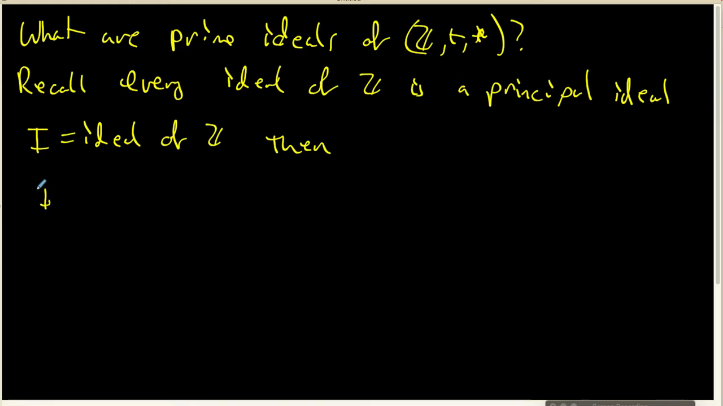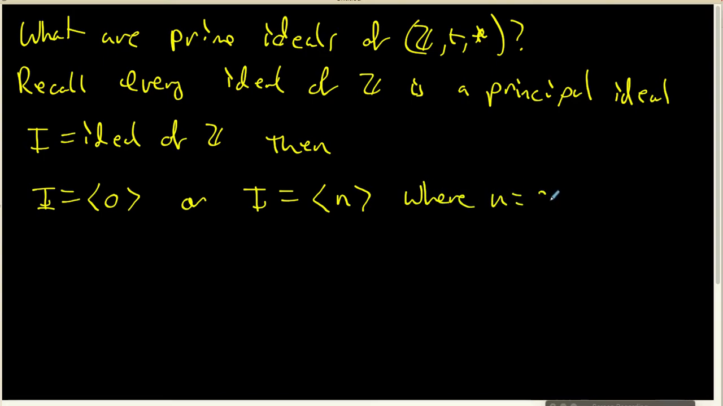then we can actually write I is either going to be the ideal generated by 0, or I is going to be the ideal generated by n, where n is the smallest positive element of our ideal I. And I want to look at the two cases separately.